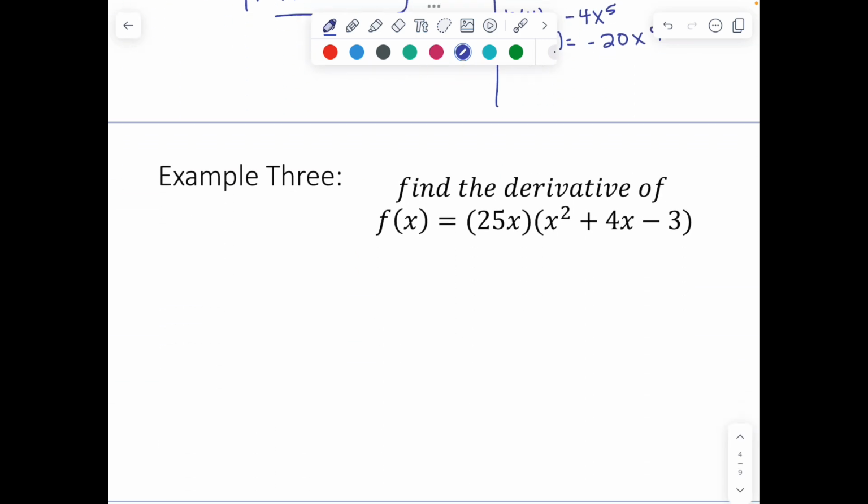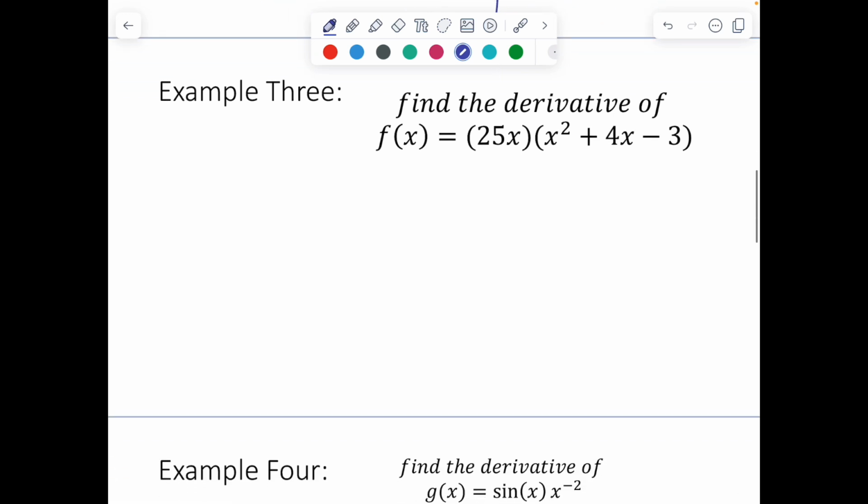Okay. We're going to do another example here. We're still just going to use the product rule. I'm not going to do both methods. But again, this is a problem where I probably would choose not to use the product rule, but we're just trying to practice the product rule. And so that's why we're going to use it.